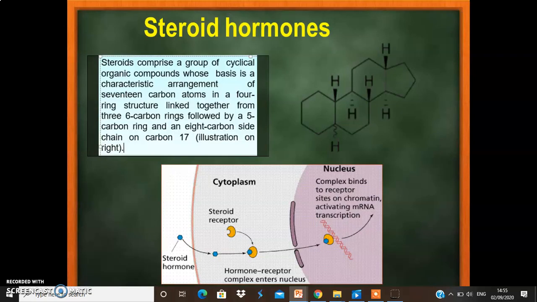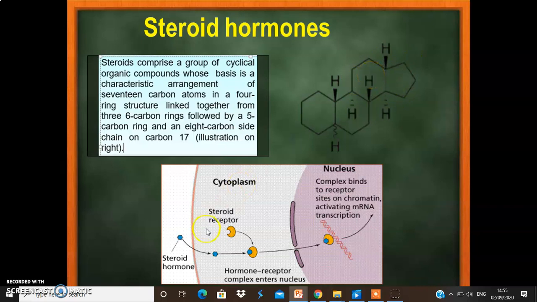Steroids comprise a group of cyclic organic compounds whose basis is the characteristic arrangement of 17 carbon atoms in a 4-ring structure, linked together from three 6-carbon rings and a 5-carbon ring, with an 8-carbon side chain on carbon 17. So this is the backbone of the steroids. This is a cyclopentanoperhydrophenanthrene backbone.